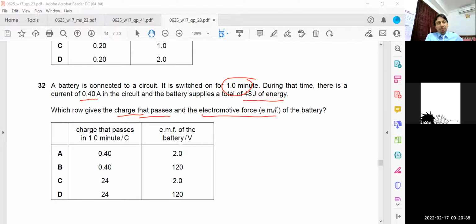If I start to calculate the EMF, can I use this equation, E equals VIT? If you know this equation in the electricity chapter, E is equal to energy, which is VIT. Voltage we need to calculate. So V is equal to energy divided by current and time. Let me find out the value of V first. Energy given 48 joule. Current I can take 0.40, multiplied by time, 1 minute, which should be converted into seconds. So 1 into 60, I will write 60 here. Please someone divide this value. Please solve it.